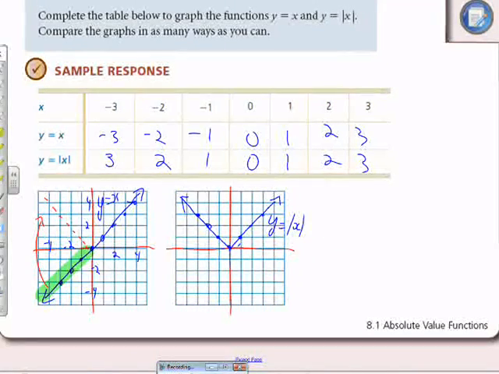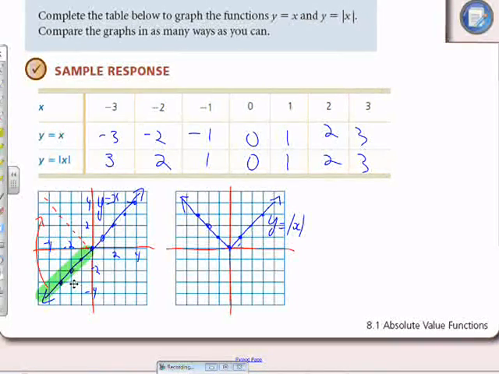Looking at the domain and range for these. For both of the graphs, the domain is x is the set of real numbers. But if we look at the range now, for the original, the range was all of the real numbers. It goes on forever in either direction.